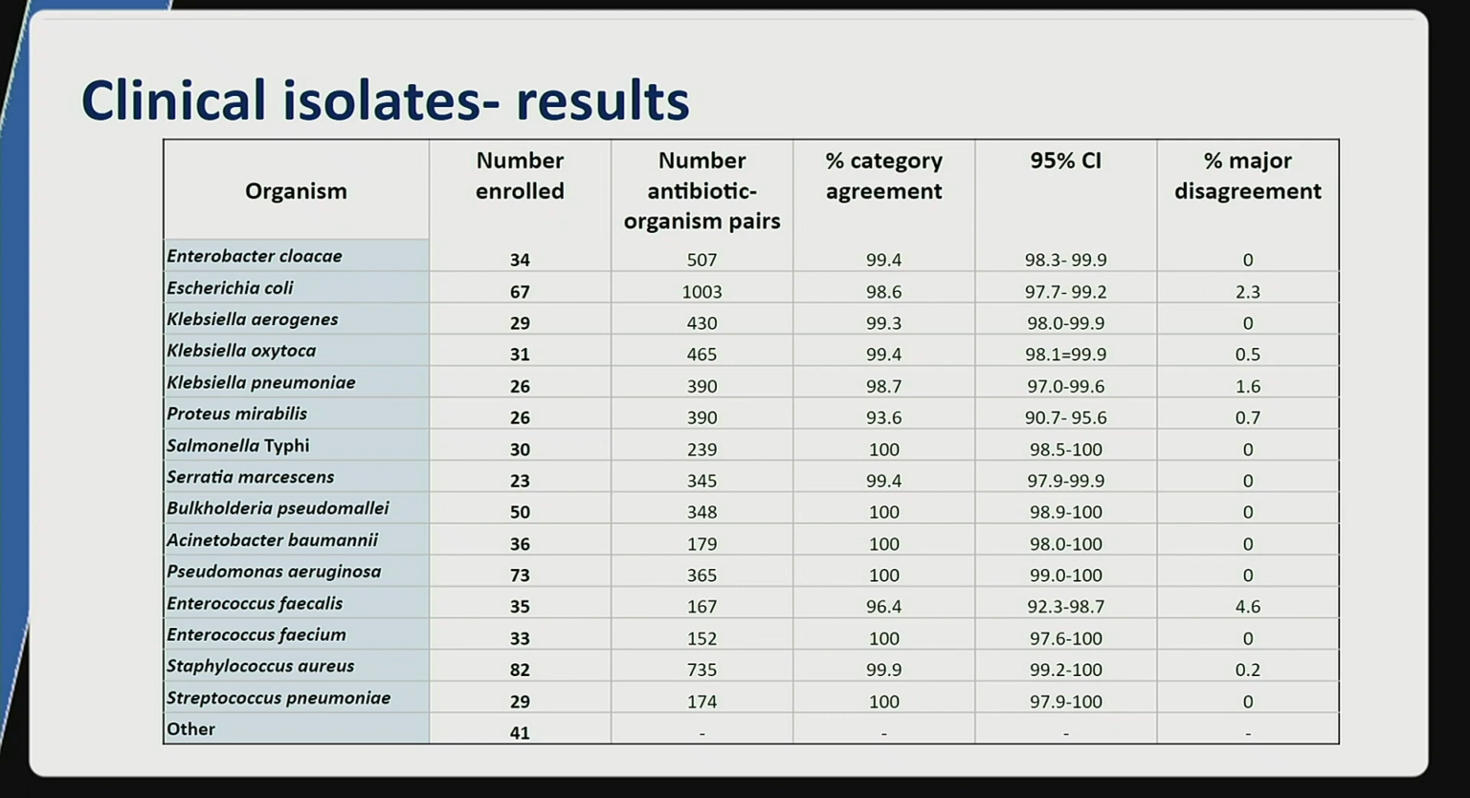And here is the list of organisms included. So there is a lot on that slide, but you can just see a number of isolates and antibiotic organism pairs, and the category agreement was above 90% for all. And just to say that Burkholderia pseudomallei is a very important pathogen in Laos and Southeast Asia, and it was really important to us that it was included in the study, especially as UCAST now has interpretations for it. So that's why we have such a high number of isolates for Burkholderia pseudomallei there.